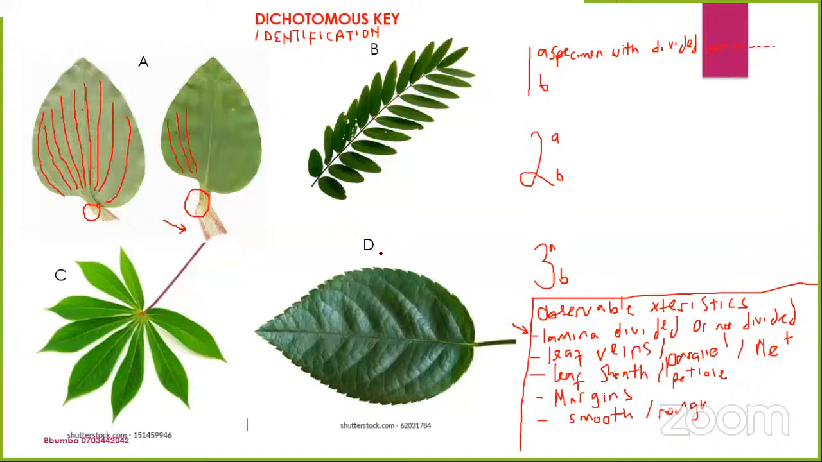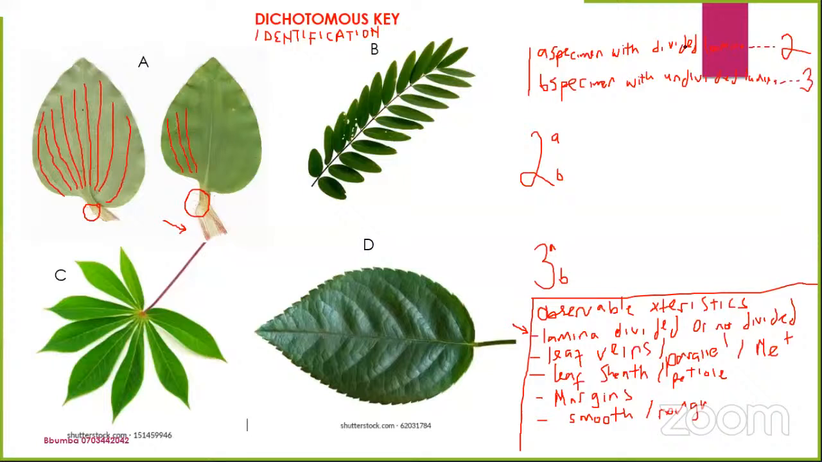So the moment you have more than one specimen, you send it to the next couplet. So specimen with divided lamina, there are more than one. So I can say let them go to two. Here, these dots mean go to two. Now here I can say specimen with undivided lamina. Specimen with undivided lamina, I say go to three.